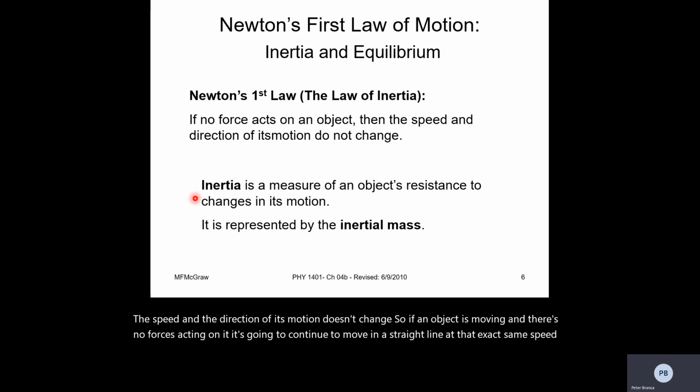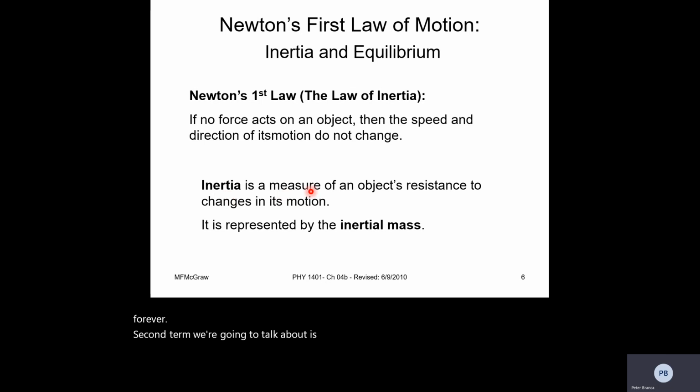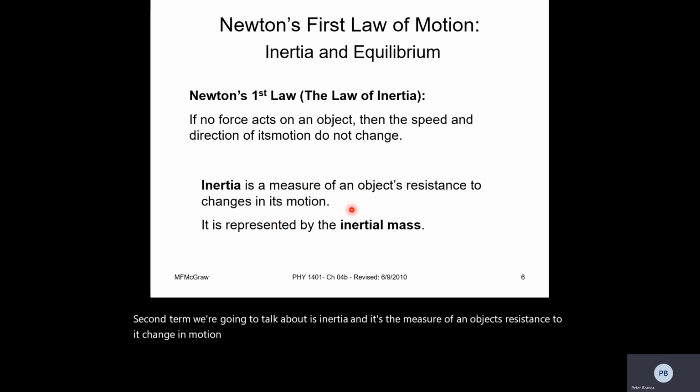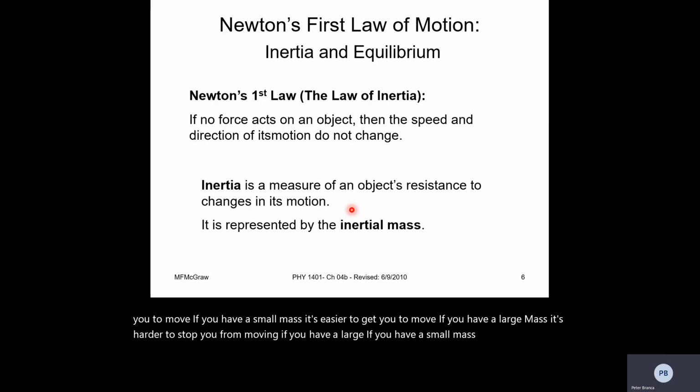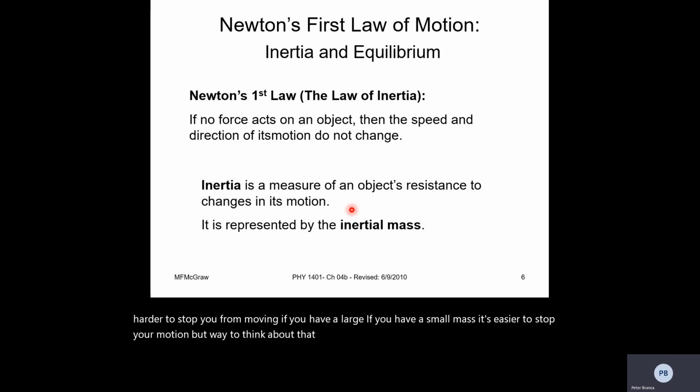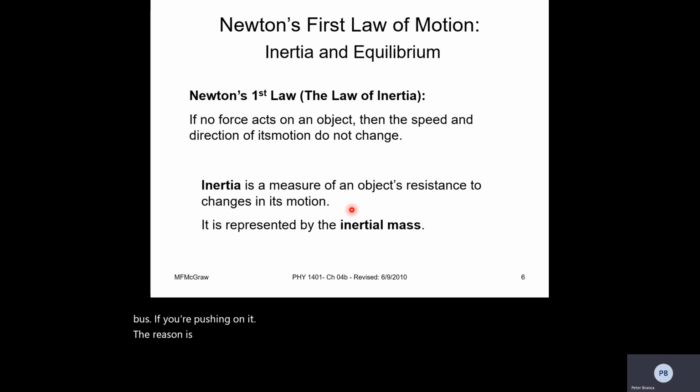There's a second term we're going to talk about, which is inertia, and it's the measure of an object's resistance to its change in motion. So here's what that really means. If you have a large mass, it's harder to get you to move. If you have a small mass, it's easier to get you to move. If you have a large mass, it's harder to stop you from moving. If you have a small mass, it's easier to stop your motion. A way to think about that, it's easier for you to start moving a car than it is a bus if you're pushing on it. The reason is it has a smaller inertia, which means it has a smaller mass.